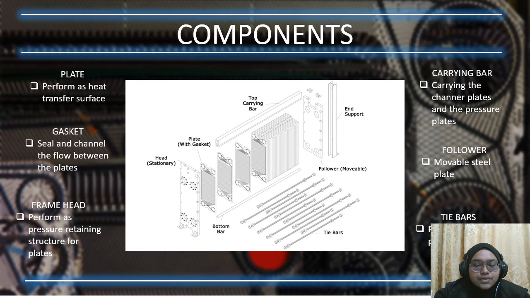The components used in this construction are the plate, of course, which performs as the heat transfer surface; the gasket, to seal and channel the flow between the plates; the frame head, which performs as the pressure retaining structure for the plates; and the carrying bar at the top, which carries the channel plates and the pressure plates. The follower is a removable seal plate which helps to assemble and disassemble when necessary, like for cleaning service. The tie bar is the second important thing because it helps to press the channel plates together.